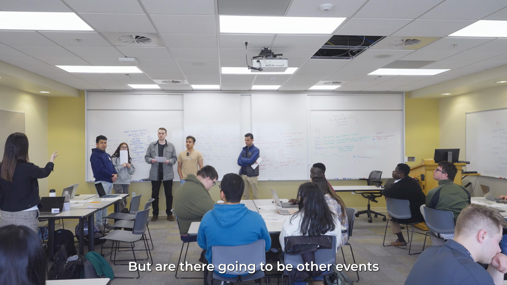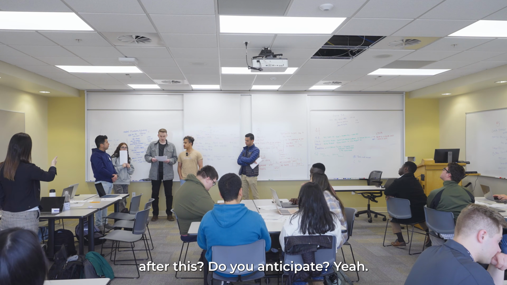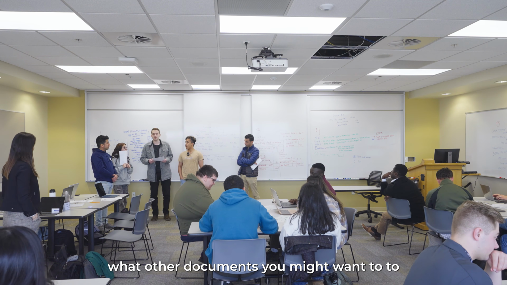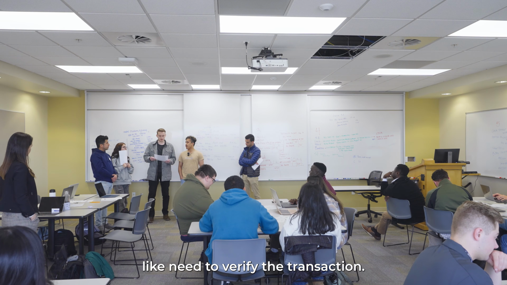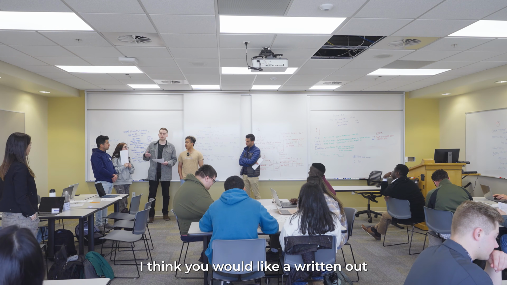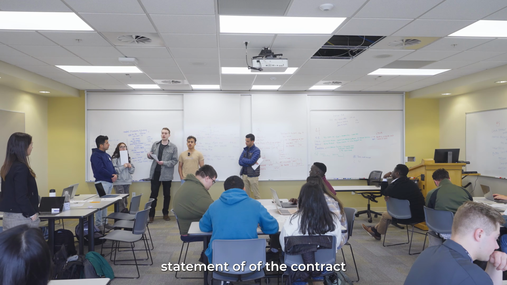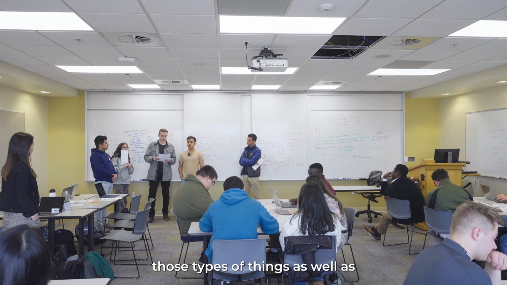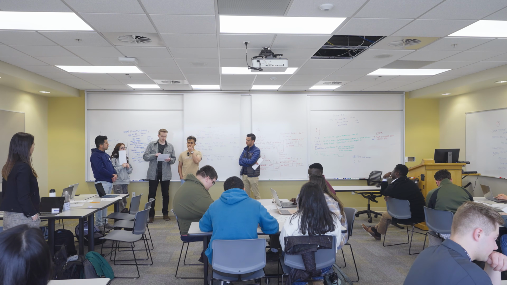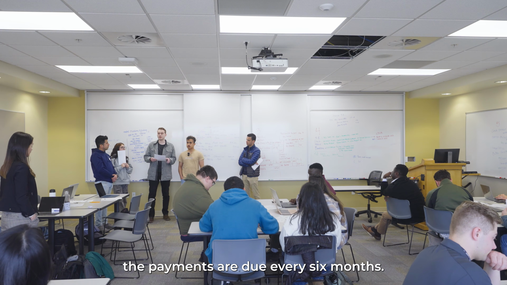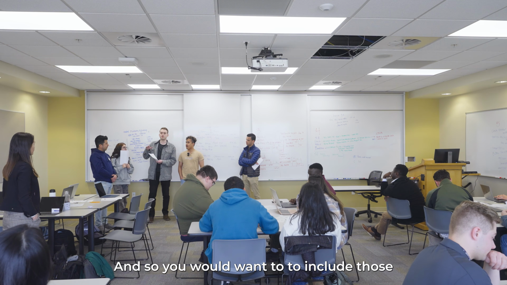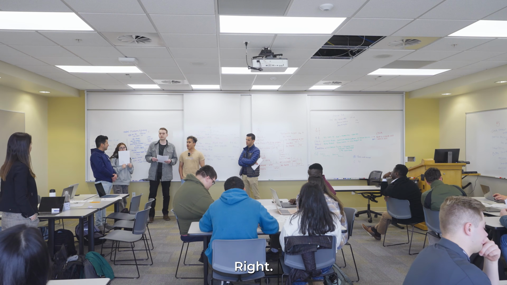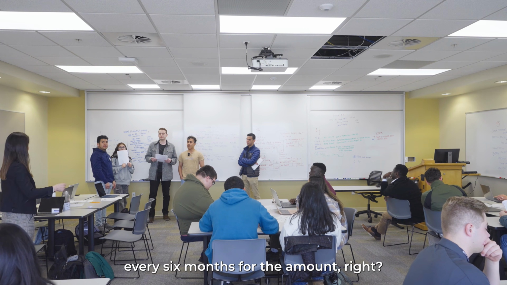But are there going to be other events that are going to happen after this? Yeah, so it asks what other documents you might need to verify the transaction. And personally, I think you would like a written out statement of the contract of the land, the valuation, those types of things, as well as the payments are due every 6 months. And so you would want to include those invoices and those payments every 6 months. Right, you're probably going to see a check written every 6 months for the amount.